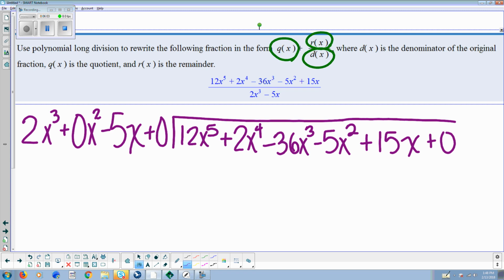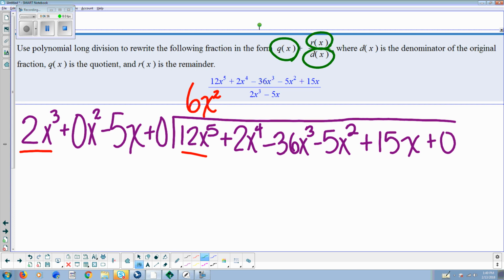Now, just like I did in elementary long division, I'm going to follow the division algorithm, daddy, mommy, sister, brother. So I'll start with the term 2x to the 3rd, and I'm going to divide it into the first term, 12x to the 5th. So what is it that I could multiply by 2x to the 3rd to get 12x to the 5th? I know 2 times 6 would give me 12. And x to the 3rd times x to the 2nd would give me x to the 5th. So my first step is dividing.